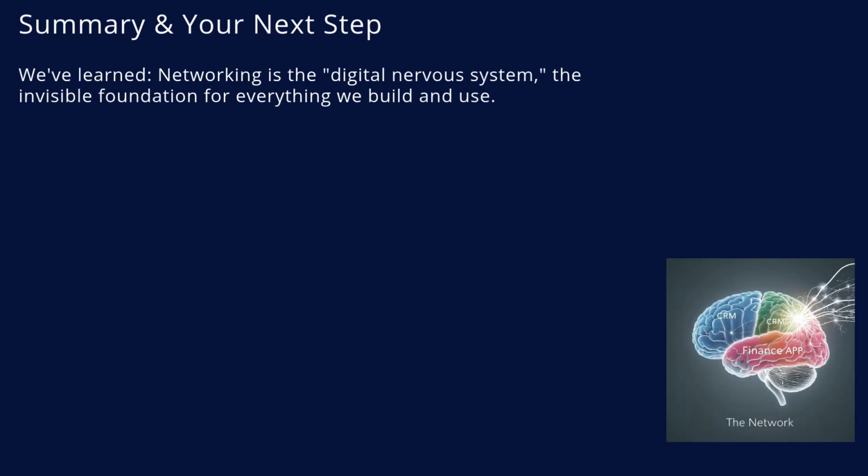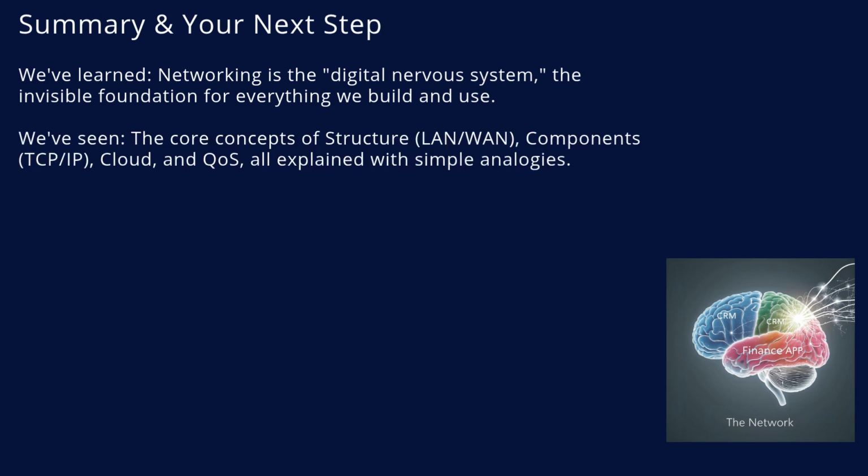Let's do a quick recap. Today, we have pulled back the curtain on the invisible world of computer networking. We've learned that it's not magic, but a logical, digital nervous system that forms the foundation for everything we do. We've seen the core concepts, the structure of LANs and WANs, the components and the language of TCP/IP, the massive shift to cloud architecture, and the importance of quality of service for user experience. And we've translated all of it with simple analogies.